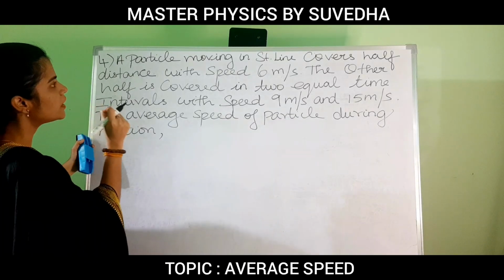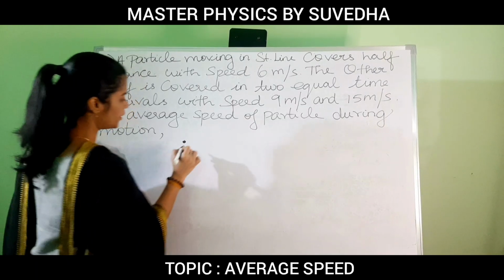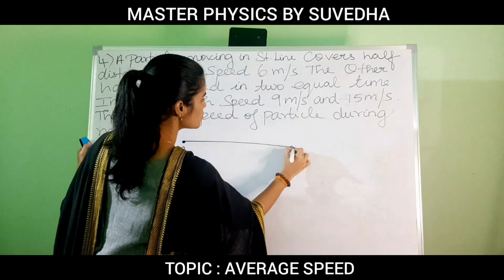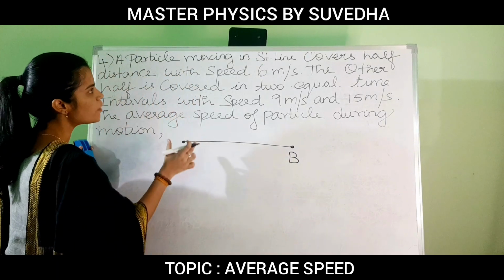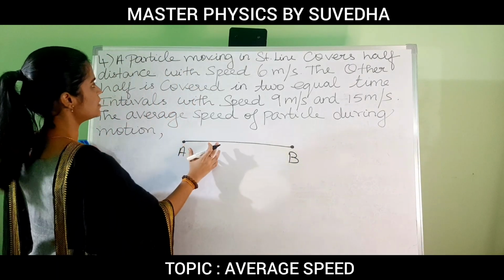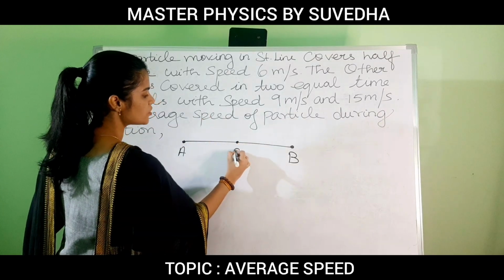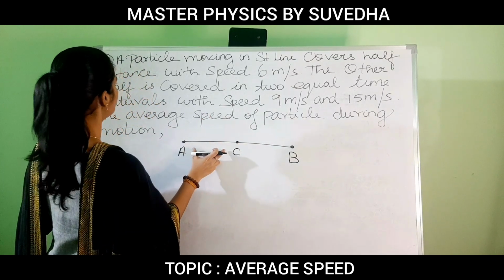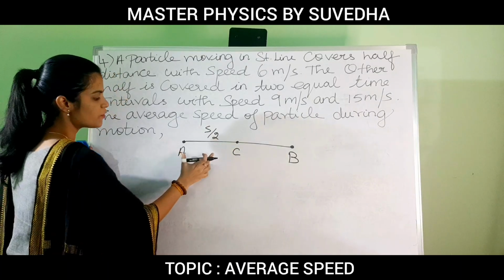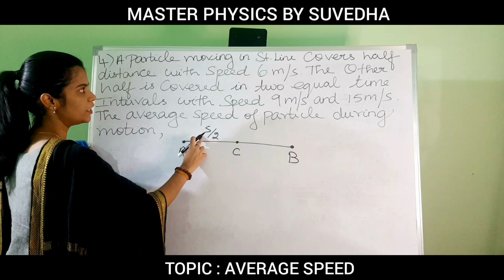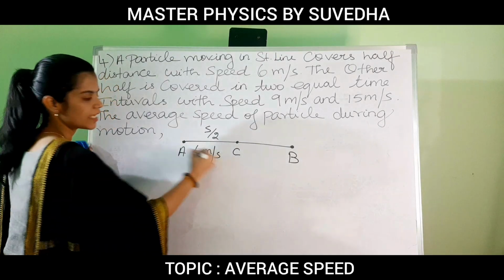They mention a particle moving in a straight line, right? So just imagine a point A that moves in a straight line, and make the point B here. A particle moving in a straight line covers half the distance with a speed of 6 meter per second. Now the midpoint I am just mentioning as C. Half distance means S by 2. So the distance for AC is S by 2, and it is covered with the speed 6 meter per second.